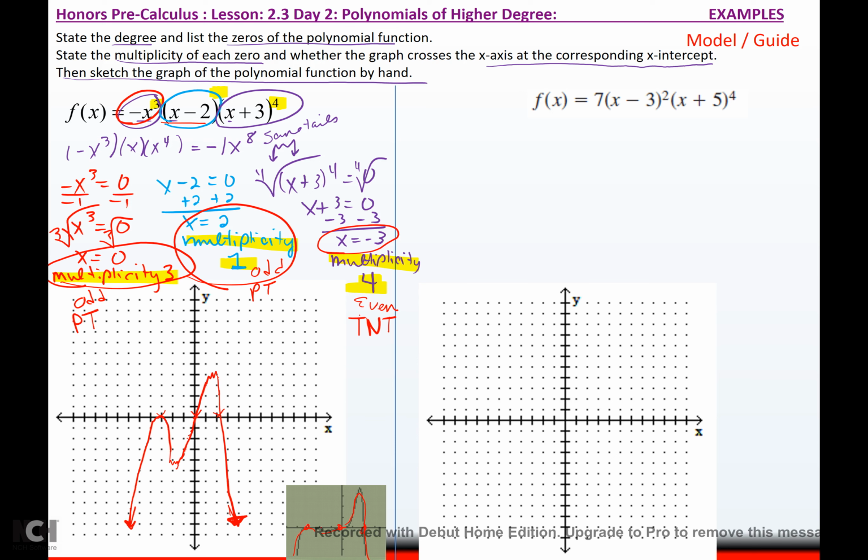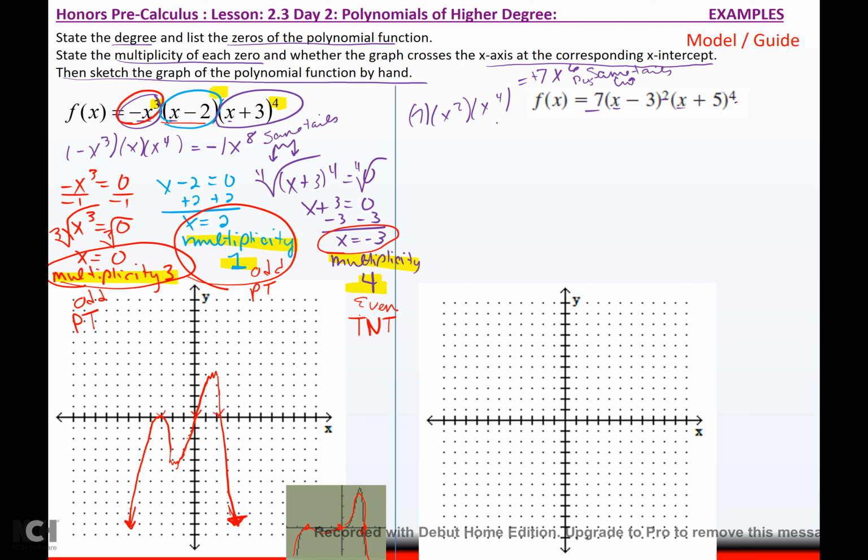So if we do this one the same way, to get my degree and my tails, I need the first term. So if I take my 7 times an x squared times an x to the 4th, I'm going to get 7x to the 6th. Since my degree is 6, that means I'm going to have same tails. Since my leading coefficient is positive, that means they're both going to point up.